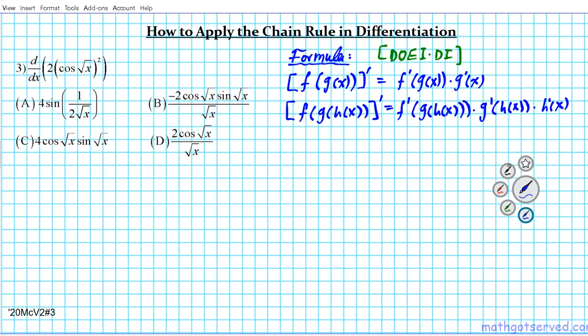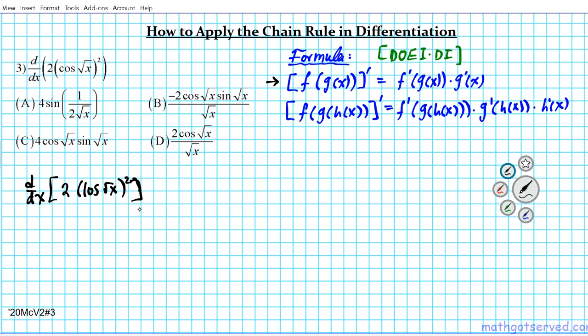In this particular example, I'm going to break it up. I'm going to level this formula twice because this could get a little bit confusing, okay? All right, so we're looking for the derivative of 2 times cosine of root x quantity square.